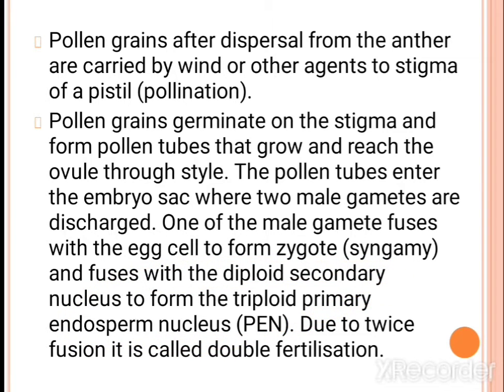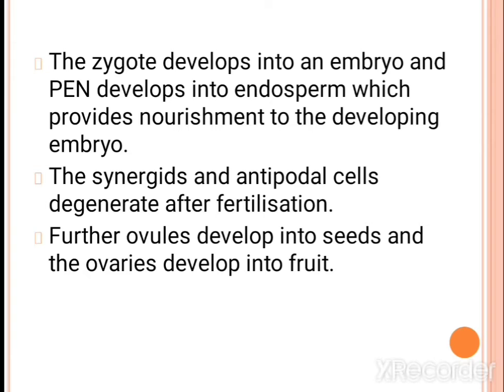This type of fertilization you call double fertilization. Among the two male gametes, one fuses with the egg cell to form the zygote, that is syngamy, and another fuses with the polar nuclei in the center. The polar nucleus already has two nuclei, and 2 plus 1 male nucleus results in the formation of the triploid endosperm nucleus. So syngamy along with triple fusion, you call double fertilization in these plants.